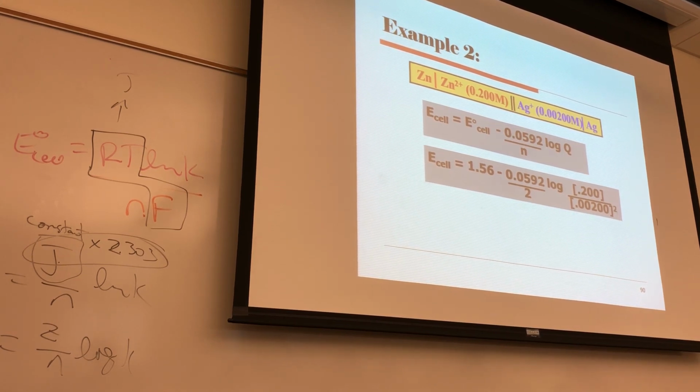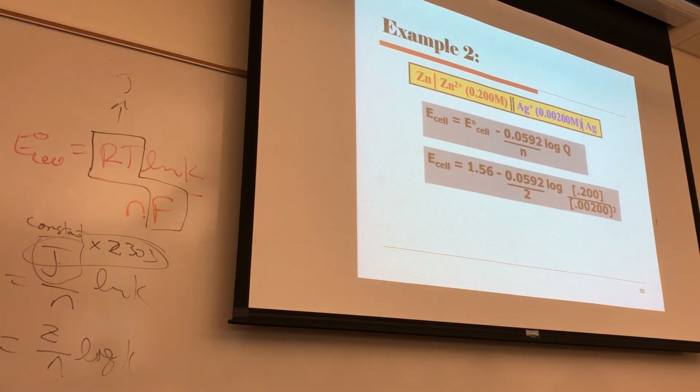I want to simplify this. I thought the silver was the product. That's not the product. This isn't the chemical equation, so you have to extract the chemical equation from the cell notation.